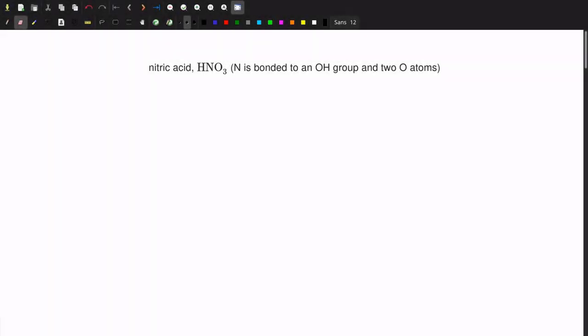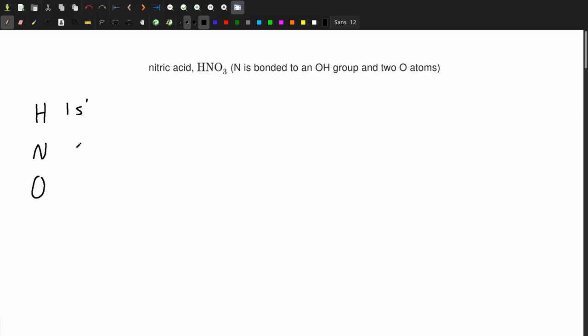Hello, in this video we're going to write out all of the resonance structures for nitric acid. First we need the Lewis dot structure, so we will have to write out all the different types of atoms we have. We have hydrogen, nitrogen, and oxygen.